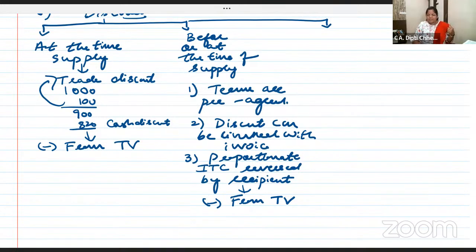Proportionate ITC reversed by the recipient. If I am saying that sale value is not 1,000, now it's 800, 200 is discount. You're also reducing your purchases by 200, then definitely we can deduct it. The third one is after the supply. That is usually called as, you know, cash discount and all.